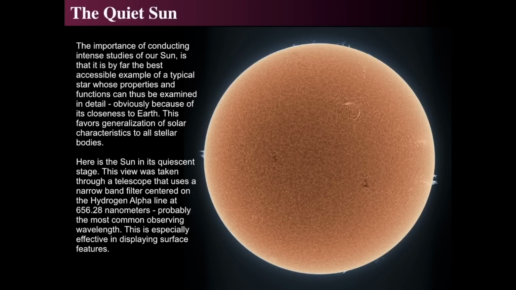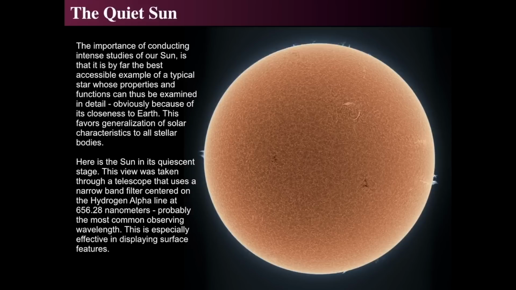And this is a view of the quiet sun when there's no sunspot activity and no prominences and everything like that. And that's all interesting. And this is where we're looking at the sun in visible light. So we see it in visible light at a specific wavelength of 6562.8 angstroms, which is in the red region of the spectrum.